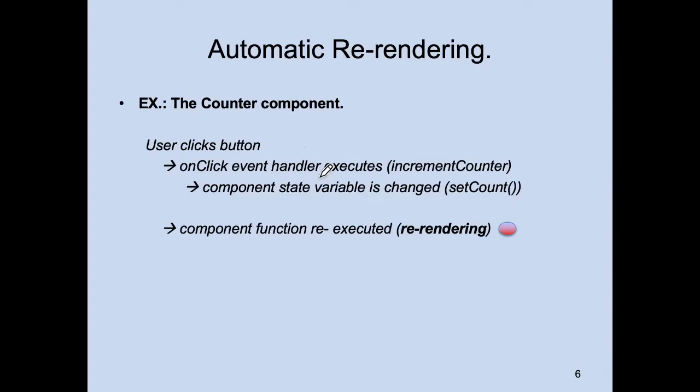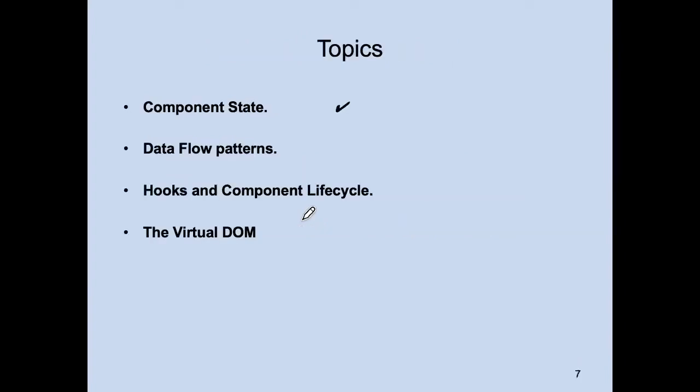And then from then on, React takes over. The React runtime does the rest. It takes care of re-rendering your component. On re-rendering, the component more than likely changes what it wants to, it changes the DOM effectively behind the scenes. And of course, if the DOM changes, then the browser knows it needs to repaint the screen. So that is really what's happening in the re-rendering. The DOM is actually being changed. So that's component state. Next, I want to talk about data flow.